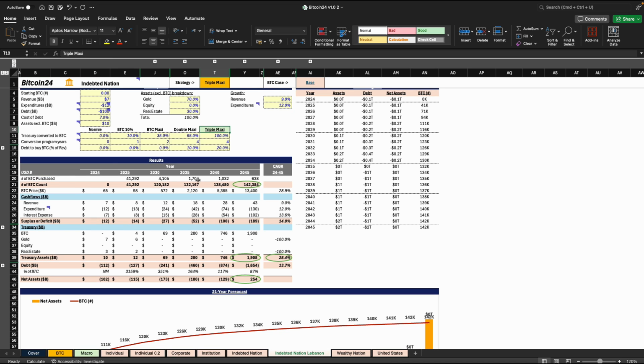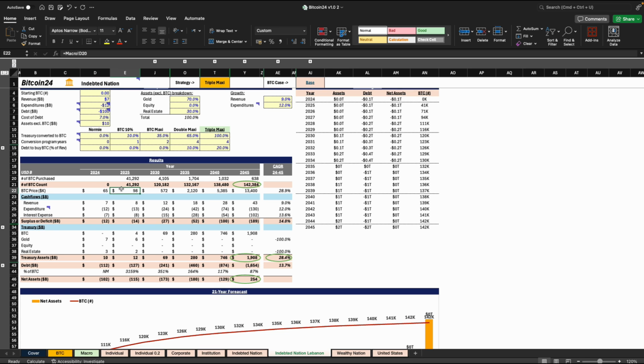So in 2024, they have 0 Bitcoin. If they take the triple maxi approach and they go 100% in Bitcoin, and they have a conversion program for 4 years, so in 4 years they're going to keep buying Bitcoin. That's what this says, and it will start in 2025. So by the year 2024, they have 0 Bitcoin. The Bitcoin price is 65% based on the first tab here.